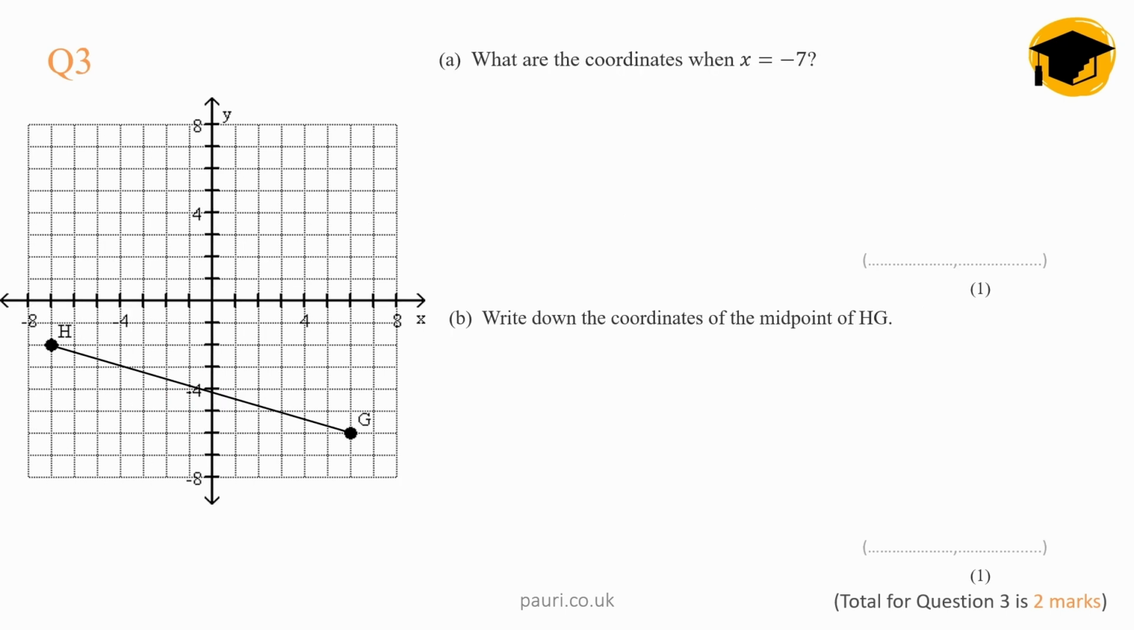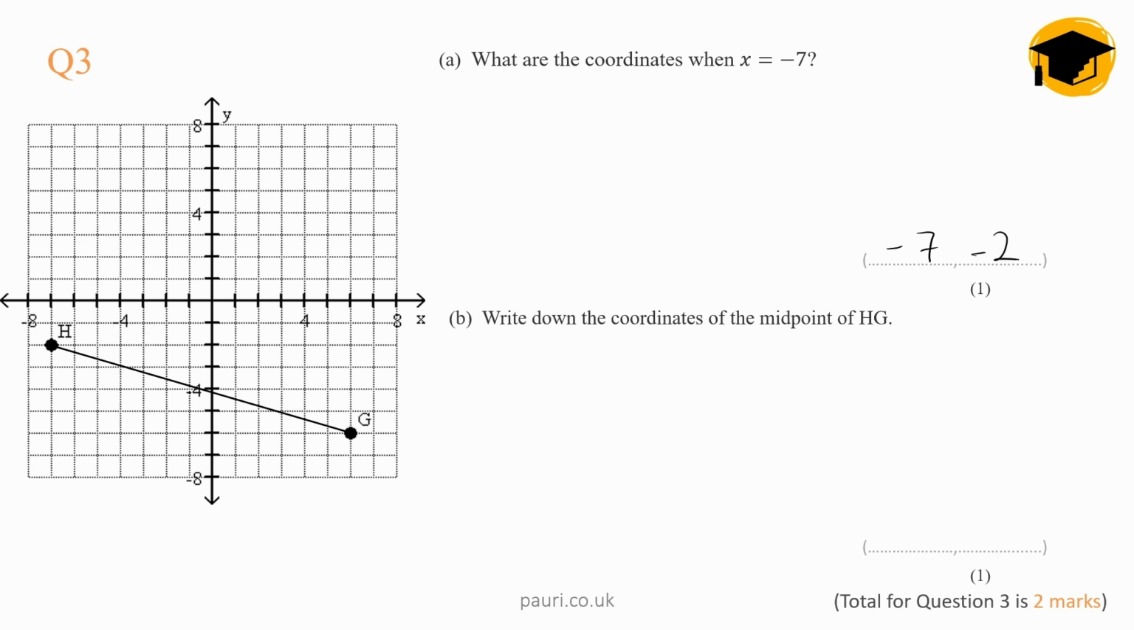What are the coordinates when x equals -7? So down the corridor -7, so -4, -5, -6, -7. Up the stairs, -2. So what are the coordinates when x is -7? So x is -7, y is going to be -2.